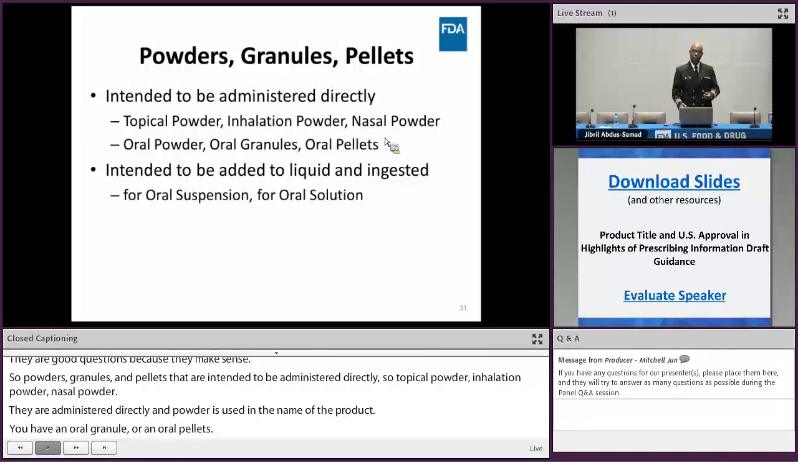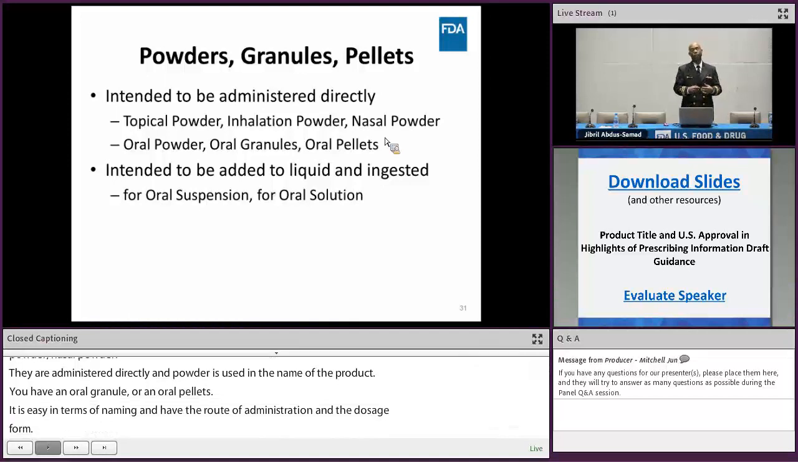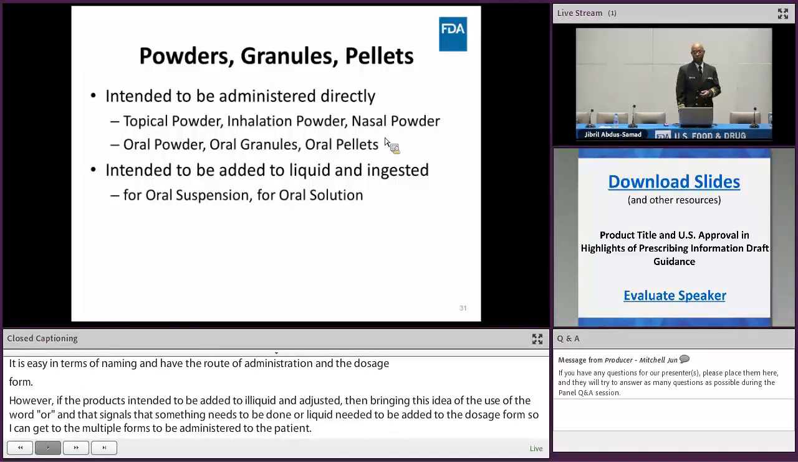However, if the product is intended to be added to a liquid before it's ingested, we then bring in the use of the word "for," signaling that something needs to be done, a liquid needs to be added to the dosage form so it can get to the intended form to be administered to the patient. So a powder that needs to be reconstituted before it is swallowed would be a for oral suspension or for oral solution.